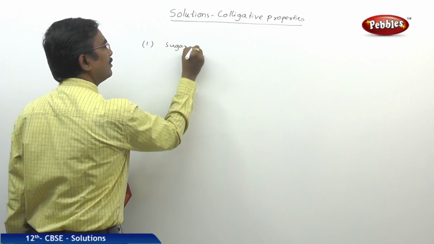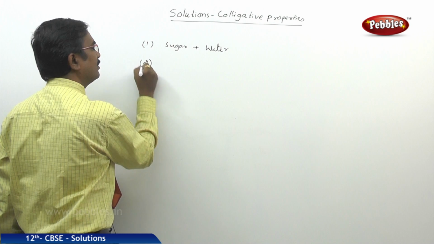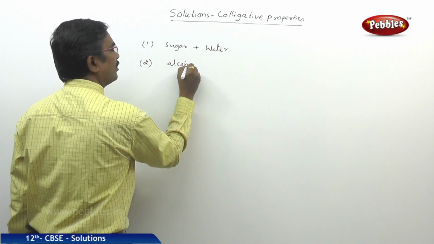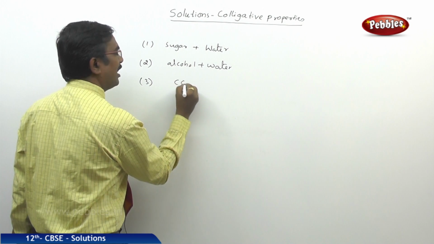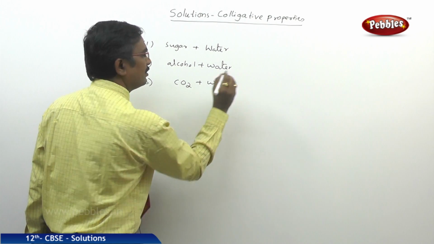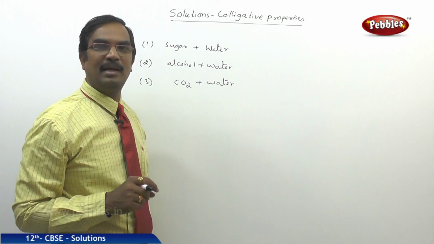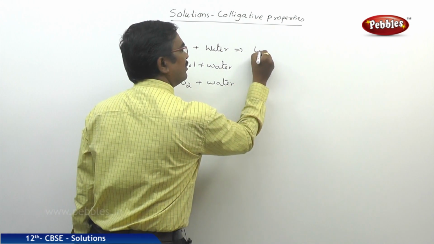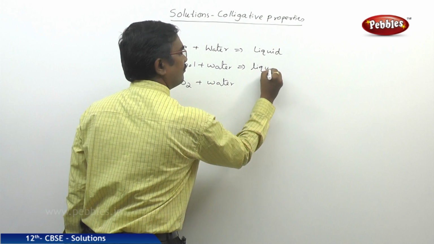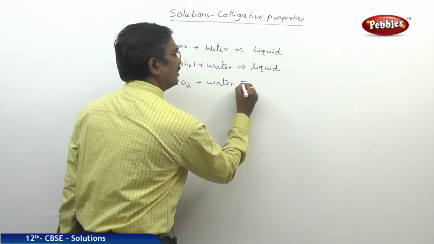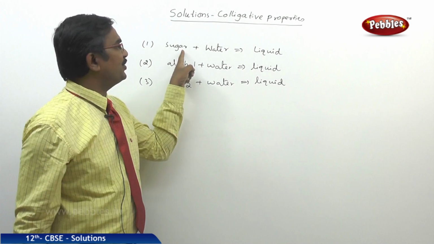Apart from this, suppose I take a combination of various examples: sugar and water, or alcohol and water, or else a mixture of carbon dioxide and water. In all these three cases, if you check the physical state of the resultant solution, in the first case it is a liquid, in the second case it is also a liquid, and the third case is also a liquid.